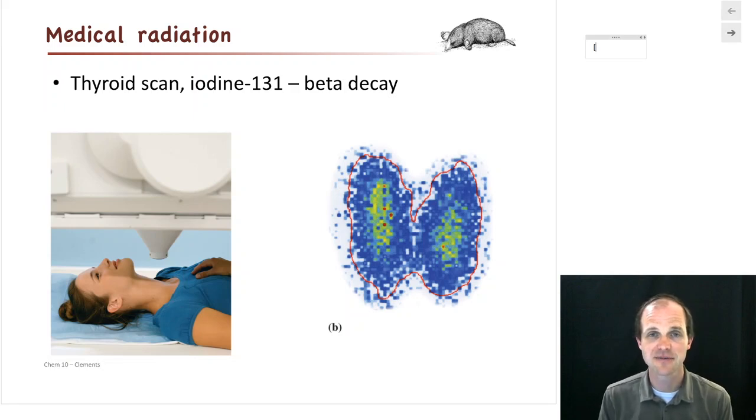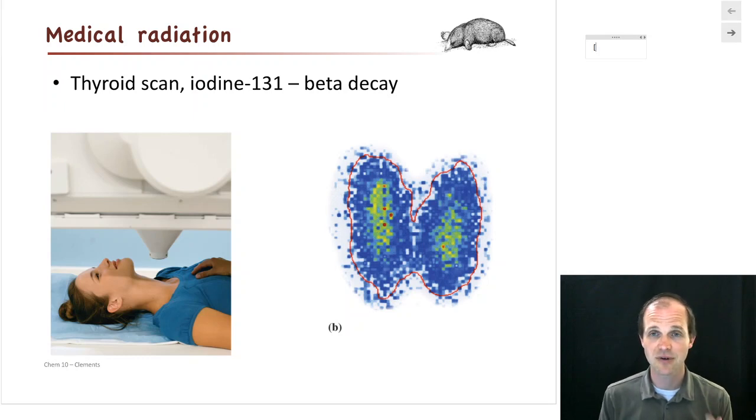In our last subject in nuclear chemistry, we're going to talk about applications of some of this nuclear stuff we've been talking about. Now, one of the most common applications of nuclear reactions is for medical purposes. And I mentioned in a previous video a thyroid scan, which is iodine-131 undergoing beta decay.